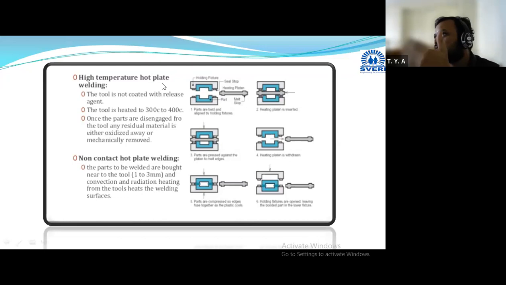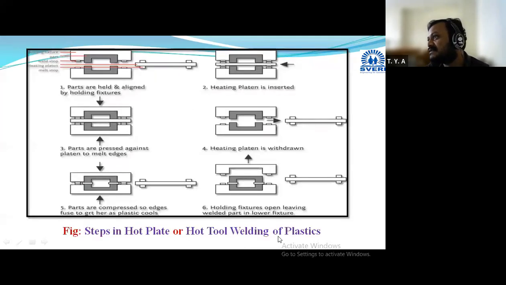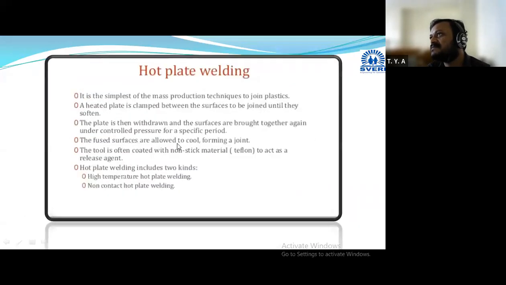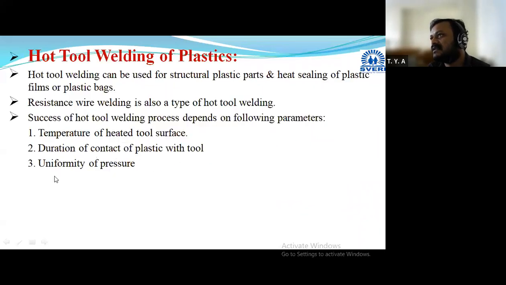So these are the two types of hot plate welding processes. Please remember the types. Then try to remember these diagrams. With the help of these diagrams, you can explain the working principle. This is the working principle. These are the types. These are the parameters which will affect the joint.